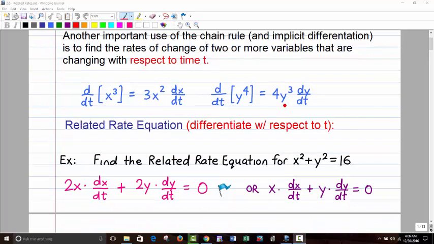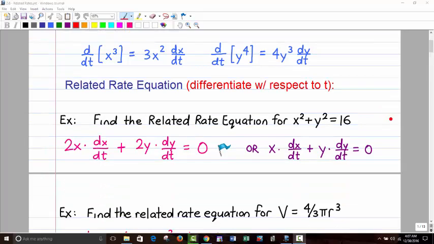3x squared x prime, 4y cubed y prime, that would be okay, as long as you realize that all those primes are with respect to t. So let's look at a very basic related rate equation. When it says find the related rate equation, what that means is you're differentiating with respect to t. We'll see what kind of applications we'll use this for shortly, but at least know what that means. You're finding the derivative with respect to t.